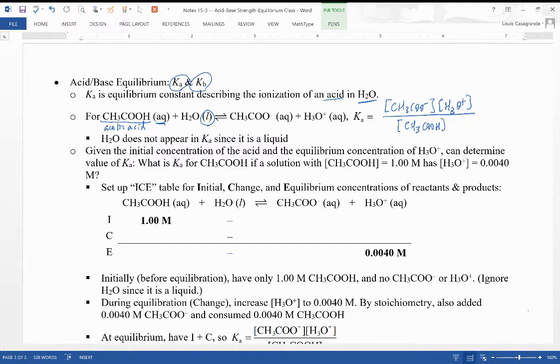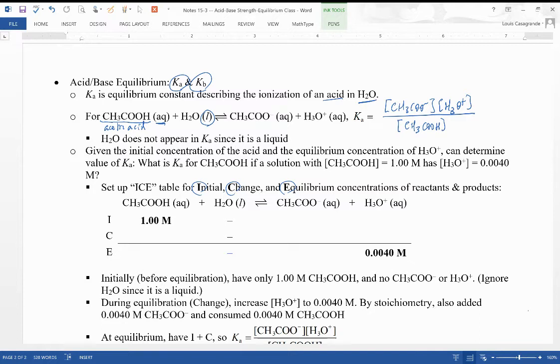And so what I'm going to do is give you some ICE tables. We saw these before. ICE stands for initial concentration, change, and equilibrium concentration. I'm going to give you some of the values to fill in. You're going to use stoichiometry to fill in the rest, and then use those values to determine the acid Ka value for this particular reaction.